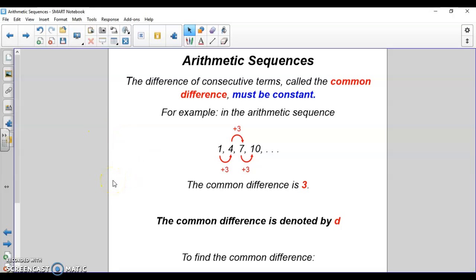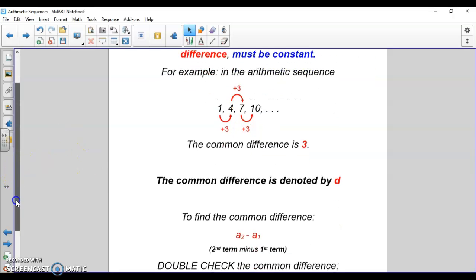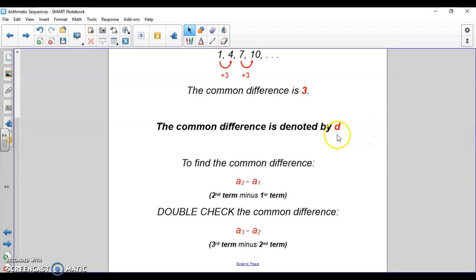So arithmetic sequences, it says the difference of consecutive terms called the common difference must be constant. For example, in the series 1, 4, 7, 10, we're adding 3 to the previous term to get the next one. So 1 plus 3 is 4, 4 plus 3 is 7, 7 plus 3 is 10, and so on. The next term in that sequence would be 13 if you were to write it. And we would identify it as the common difference is 3. Common difference is going to be used with a variable called d.